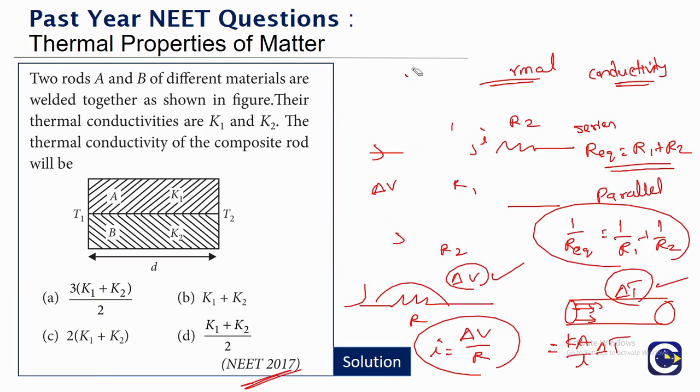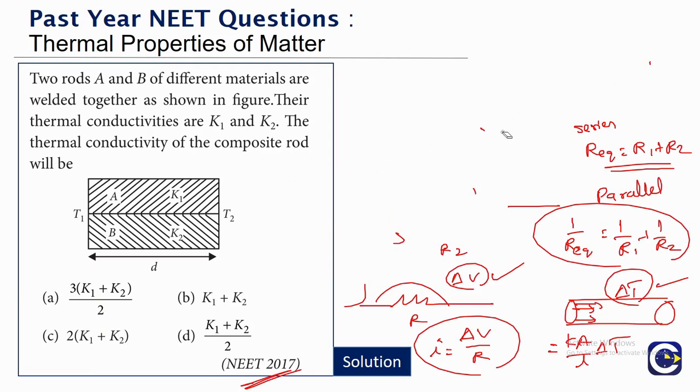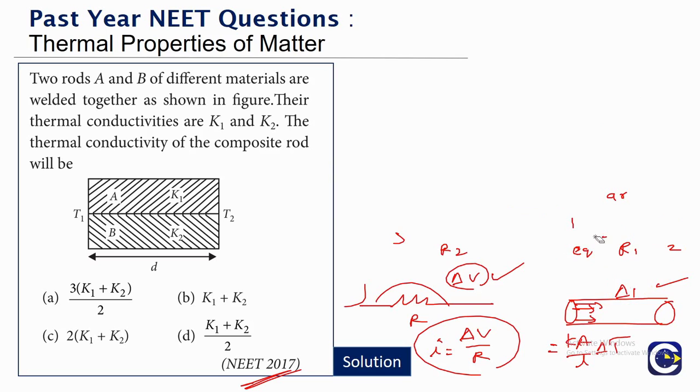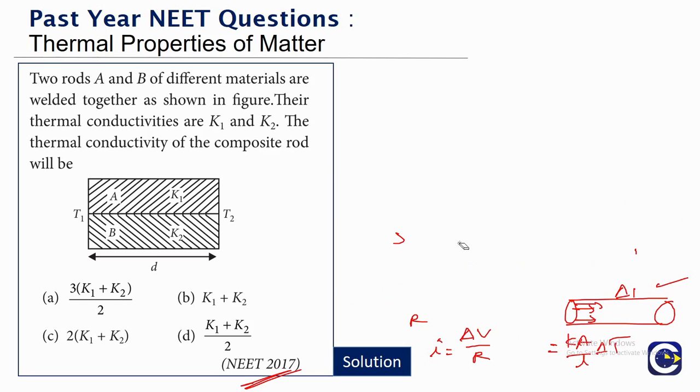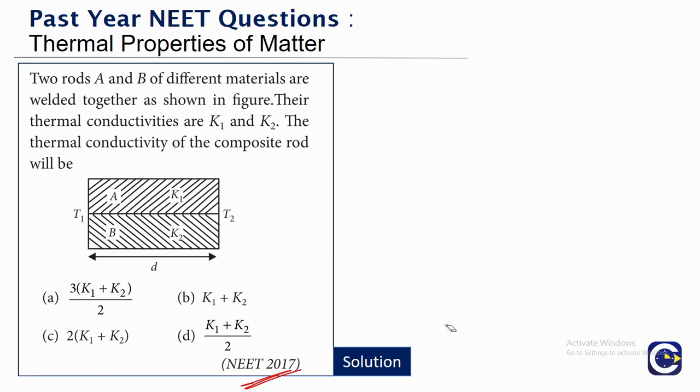When slabs are connected in series or parallel, we get the equivalent thermal resistance by using a similar principle to the way we use it in electric current. Series means R equivalent is equal to R1 plus R2. Parallel means 1 by R equivalent is equal to 1 by R1 plus 1 by R2, like that. So whenever we have a question on equivalent thermal conductivity, or thermal conductivity of the composite slab, we have to use this series and parallel arrangement, like the way we discussed in the case of current electricity.